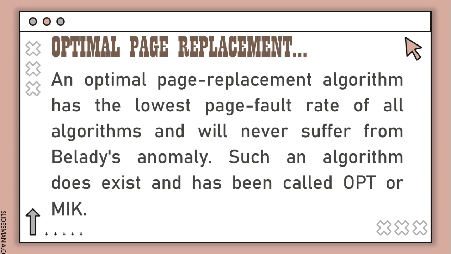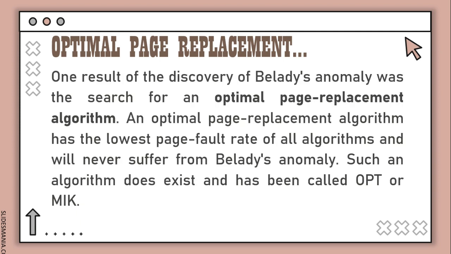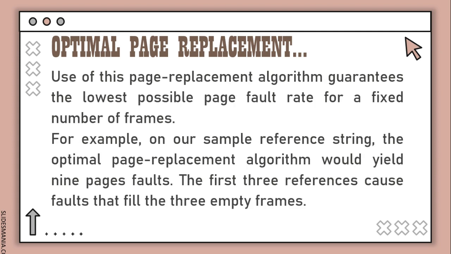An optimal page replacement algorithm has the lowest page fault rate of all algorithms and will never suffer from Belady's anomaly. Such an algorithm exists and has been called OPT or MIN. One result of the discovery of Belady's anomaly was the search for an optimal page replacement algorithm. Use of this page replacement algorithm guarantees the lowest possible fault rate for a fixed number of frames.